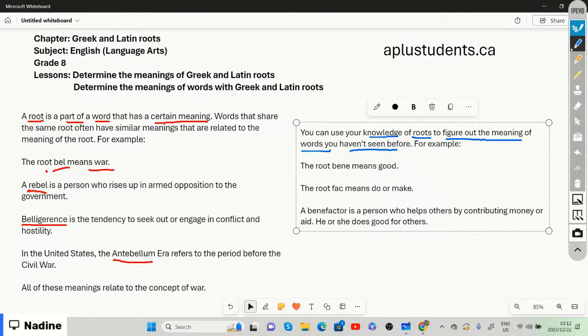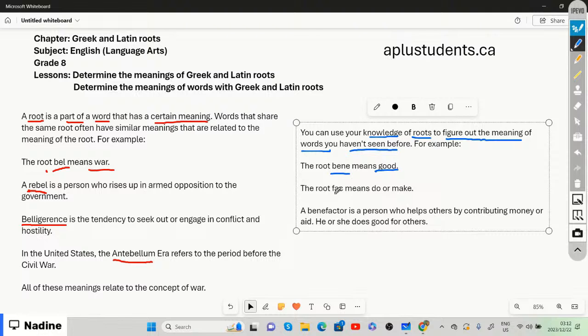For example, the root word which is bena, right? It means good. So bena means good. That is why we have words like, for example, benefit, because benefit means it's something good that you're going to be getting or receiving. So the root bena means good.